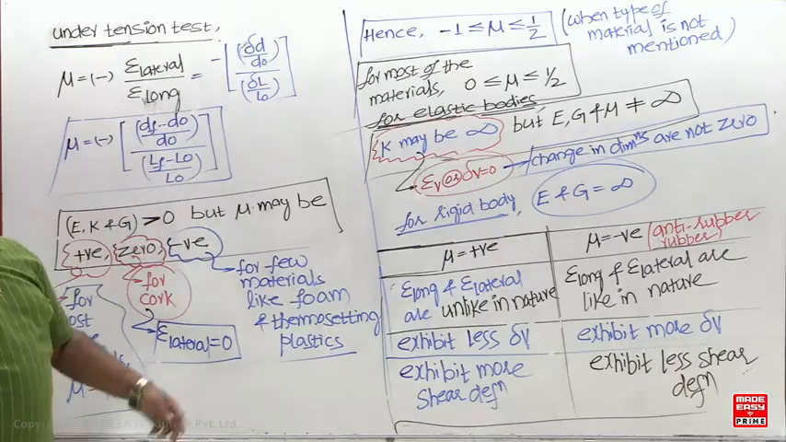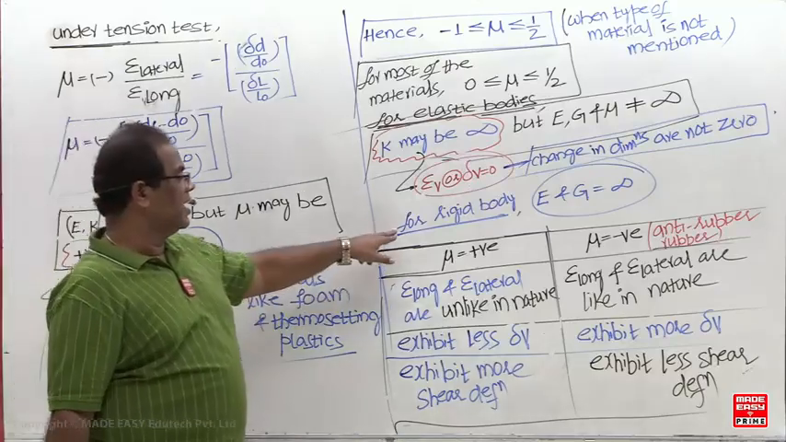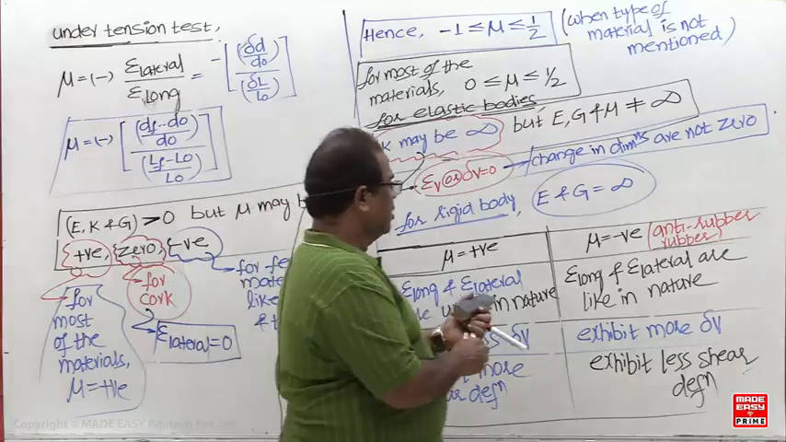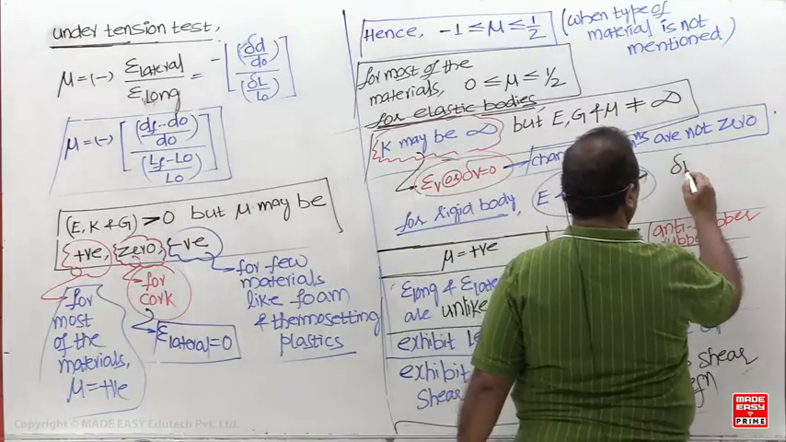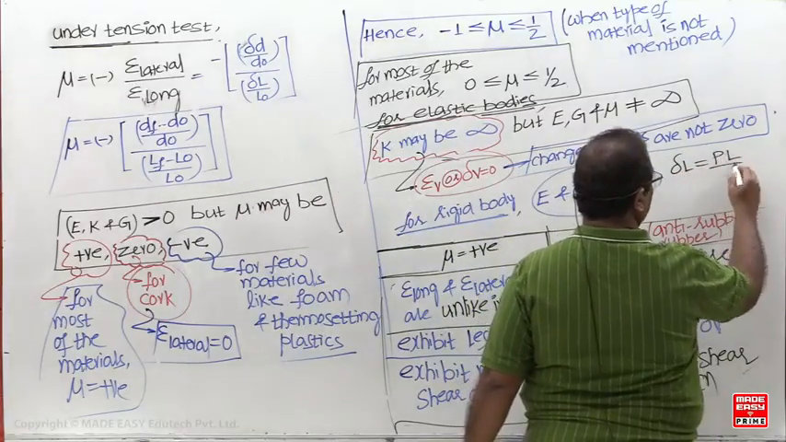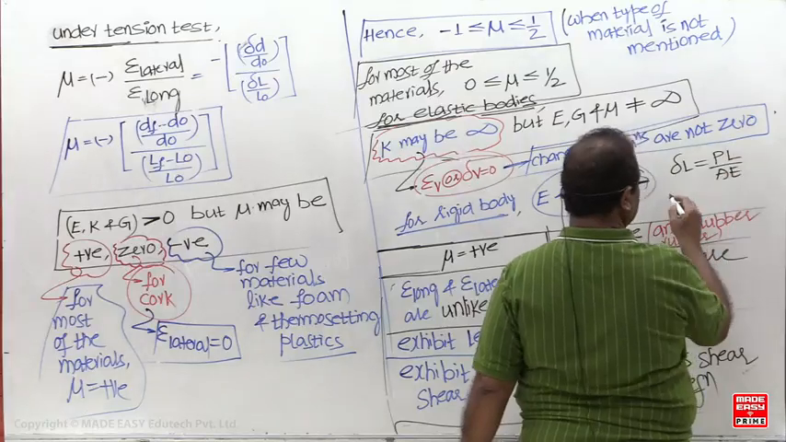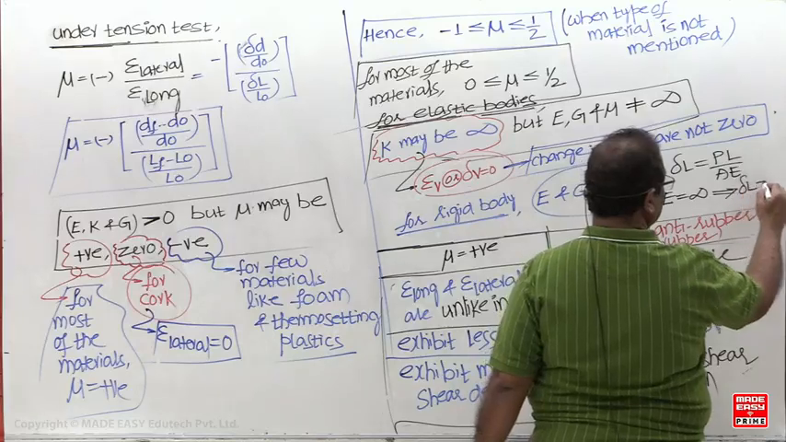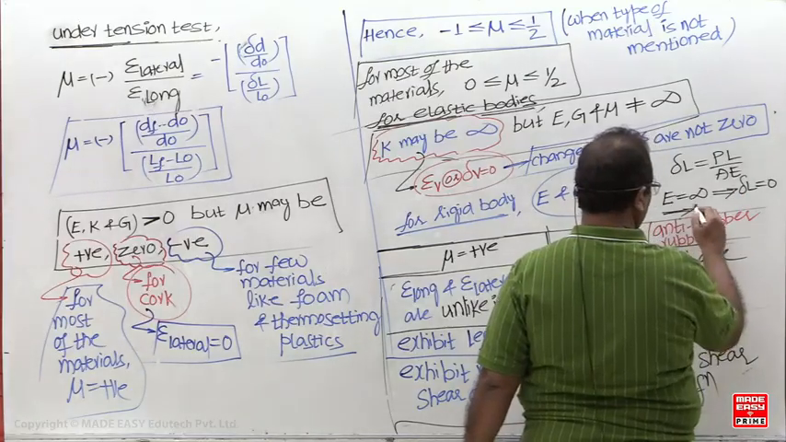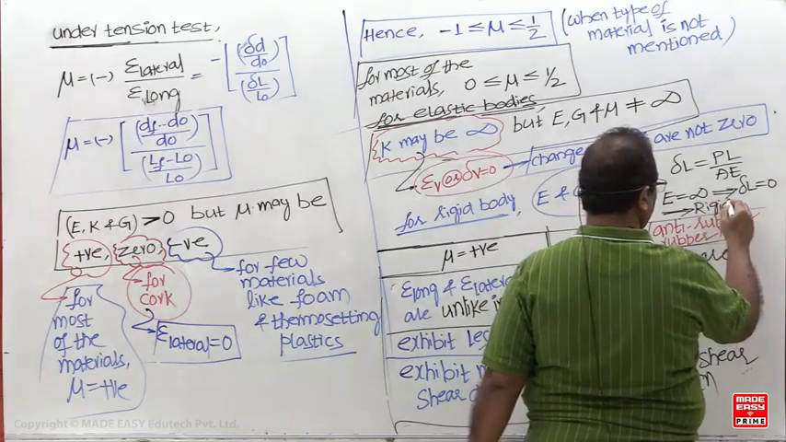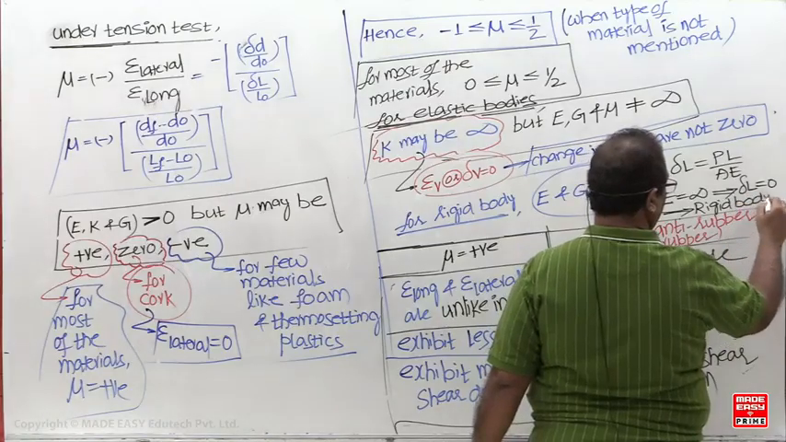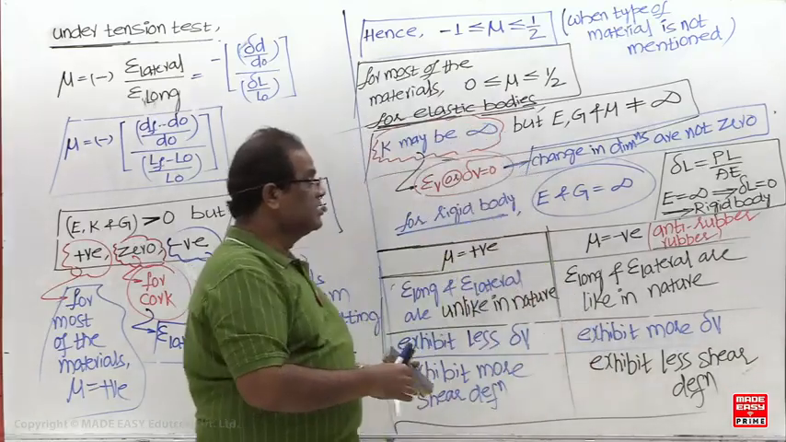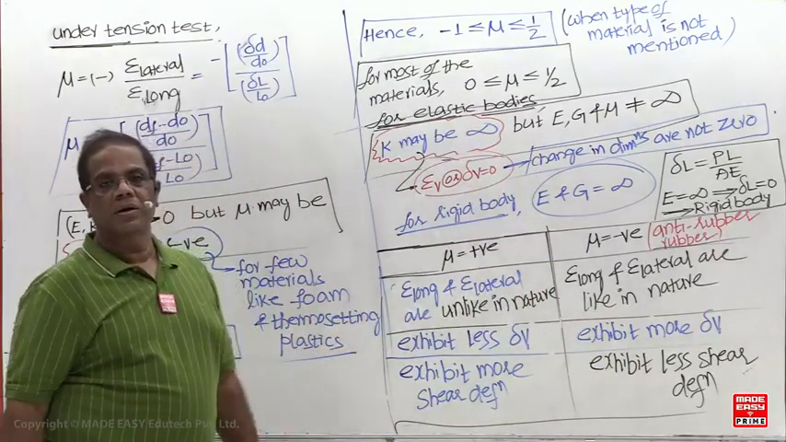Longitudinal strain never will be infinity. When the longitudinal strain is infinity, it is a rigid body. When E is infinity, what happens now? Suppose you take the change in length equal to PL by AE. So when E is infinity, the change in length is 0. Then it is called a rigid body. When change in length is 0, it means longitudinal strain is 0.